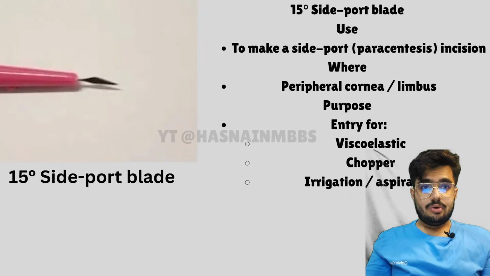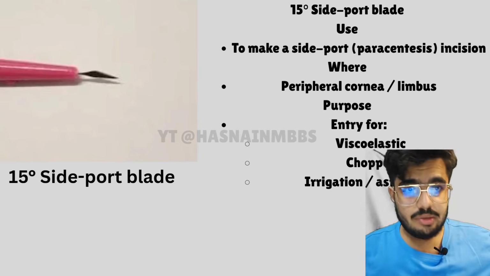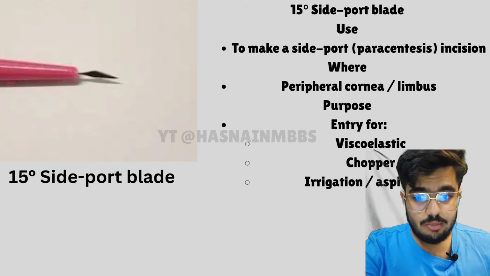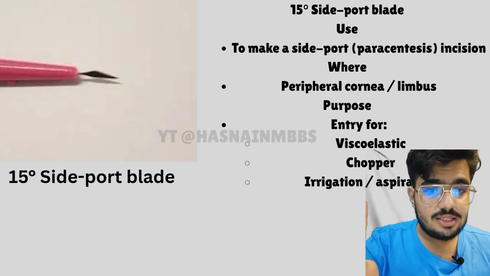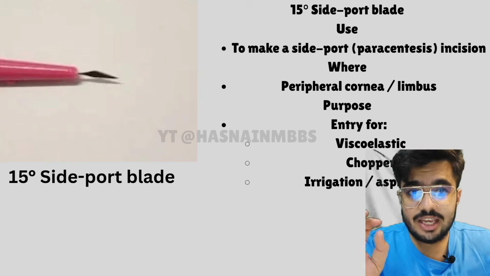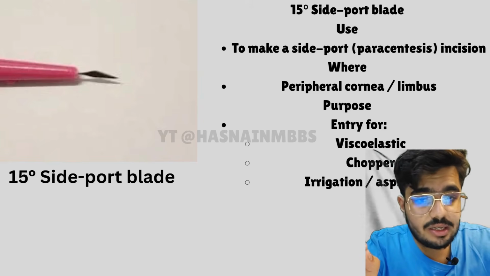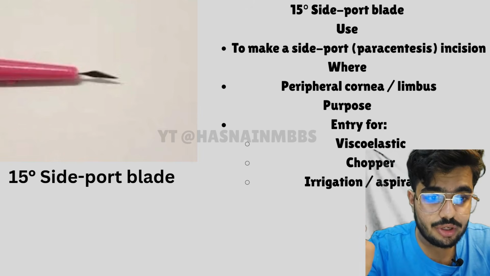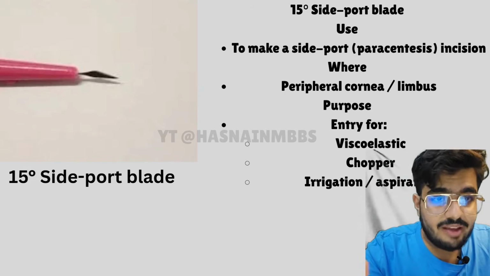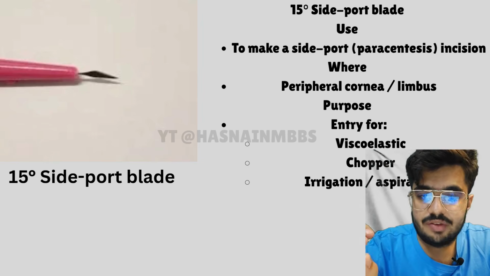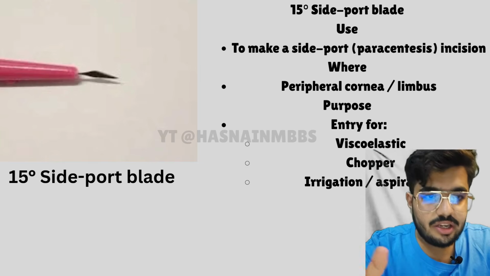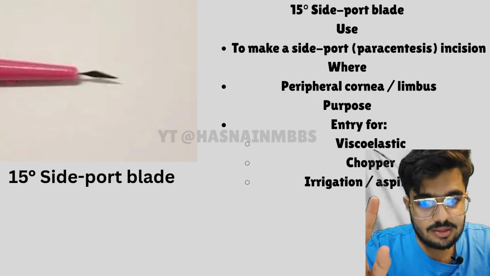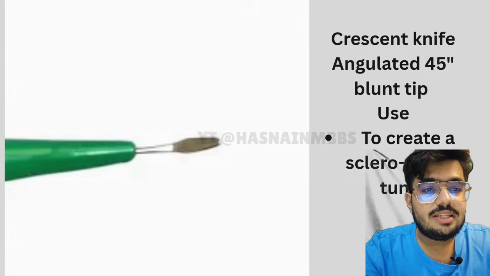Now we'll talk about the blades which are used in phacoemulsification. There are usually four blades I'll be talking about. One is our 15 degrees side port blade. As the name suggests, it's written in the name, 15 degree. It has a 15-degree angulation and is used for making the side port. Why do we make a side port? For the entry of the viscoelastic substance or the irrigation or aspiration. Second one is our crescent blade.